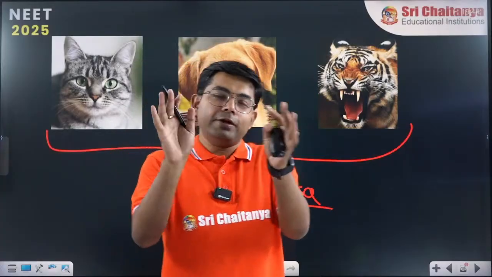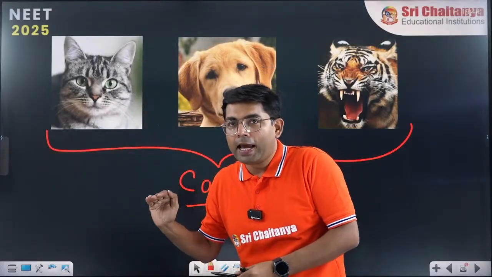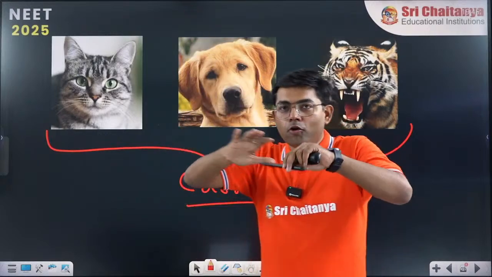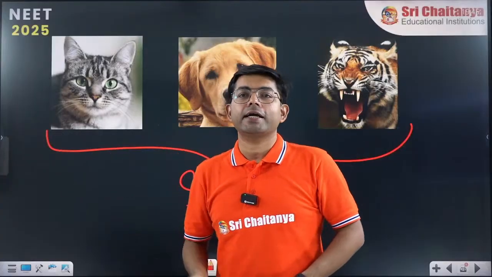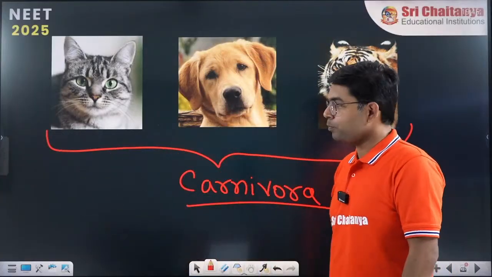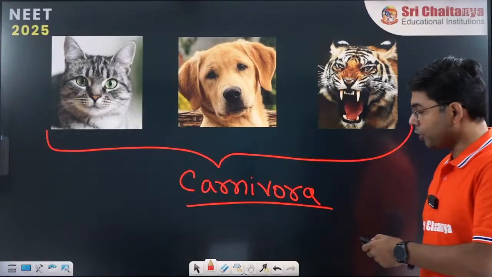So now you can sense the idea that as we are going up, the common character is reducing, so a large number of species are getting included in that group. So all of them belong to Carnivora.